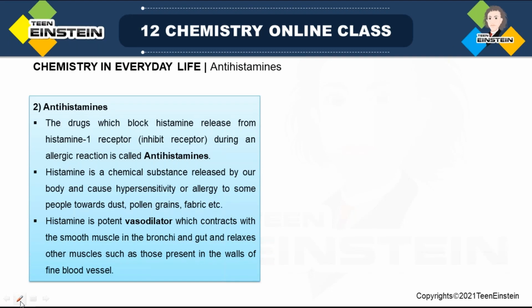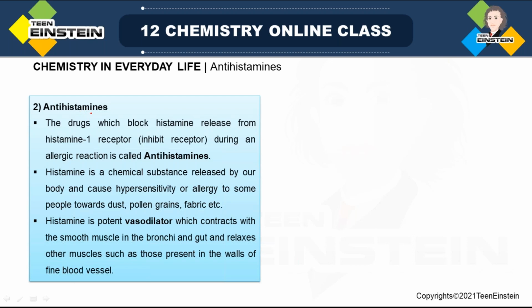Hello everyone. Different types of drugs we're discussing. The first one, which is antacid, we have already finished. Today we'll start with the second one, which is antihistamine. As the name suggests, antihistamine means first we have to know what is histamine.